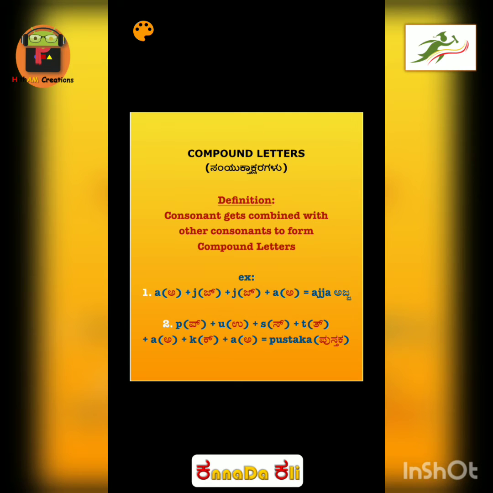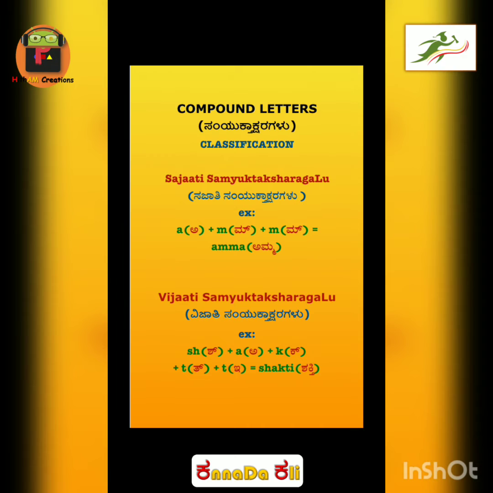There are categories in compound letters. What are they? The first one is Sajati Samyuktaksharagalu, and the second one is Vijati Samyuktaksharagalu. Sajati in Kannada means they are of the same caste or same type. Second one is Vijati, which means they are of a different type. By now you might have already understood the categories, right? Sajati means two same consonants get combined, whereas in Vijati, two different consonants get combined.